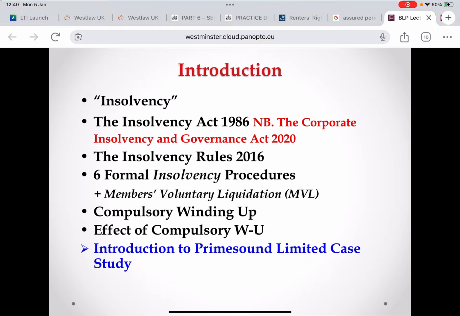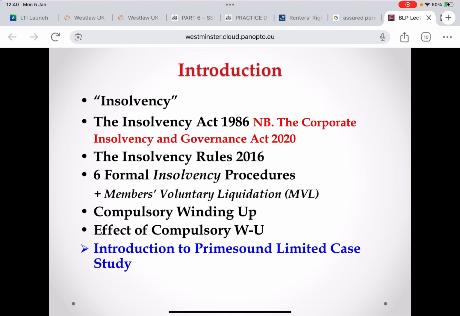That is a winding up, a liquidation ordered by the court, as opposed to a creditor's voluntary liquidation, where the company is to be wound up because it cannot pay its debts. But it does not involve an order of the court. In fact, it is initiated by the shareholders of the company passing a special resolution to the effect that it be wound up because it cannot pay its debts. So compulsory winding up, we should be aware of a creditor's voluntary liquidation, which does not involve an order of the court. Effect of compulsory winding up?